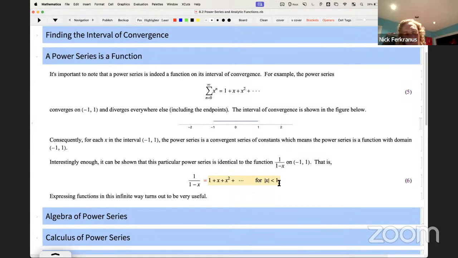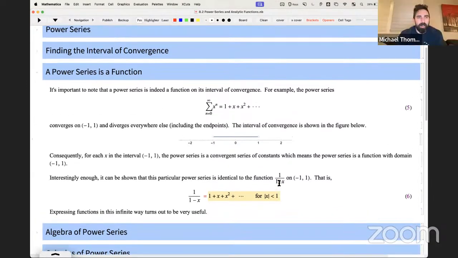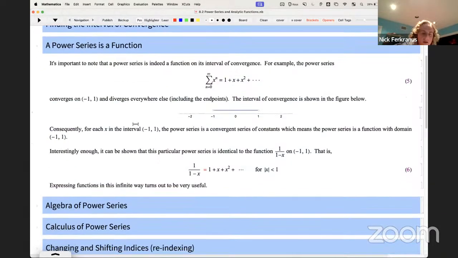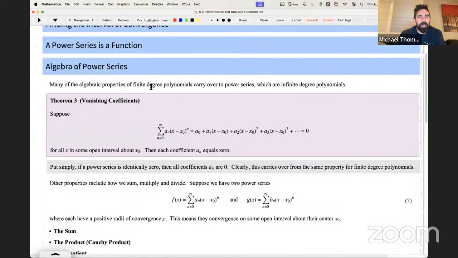Is that okay? Okay. So the 1/(1 minus x) is like expressing functions as a power series, like how they would use r, but they would say 1/(1 minus r). This is the same thing, right? Yeah, same thing. Okay. All right. Algebra.